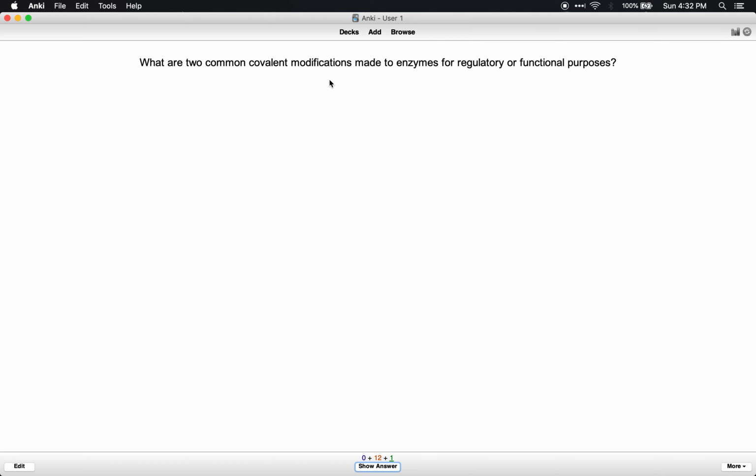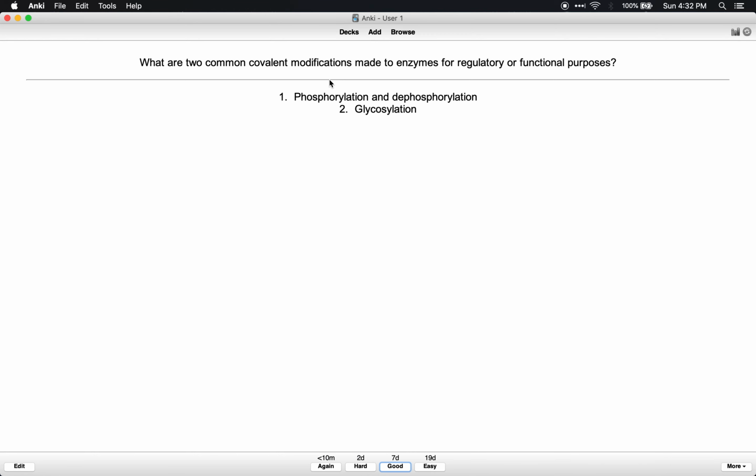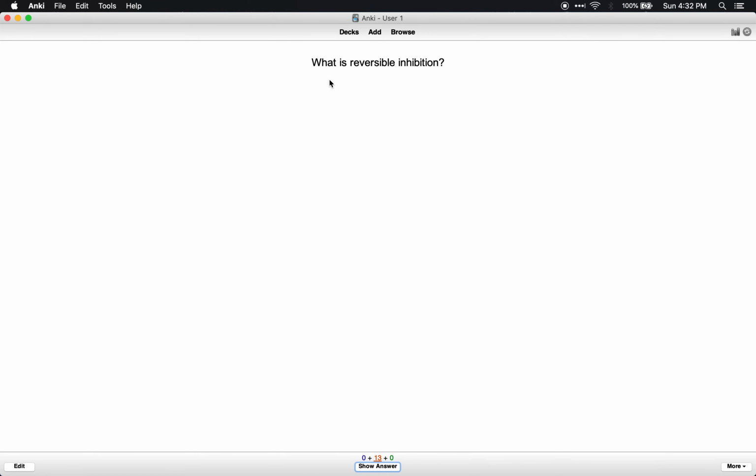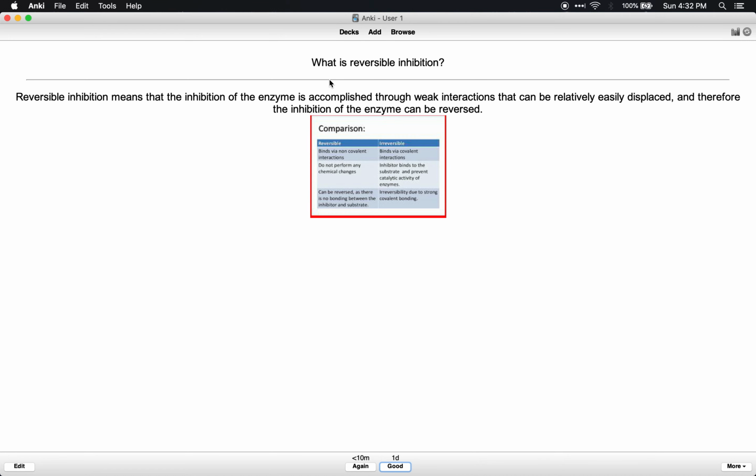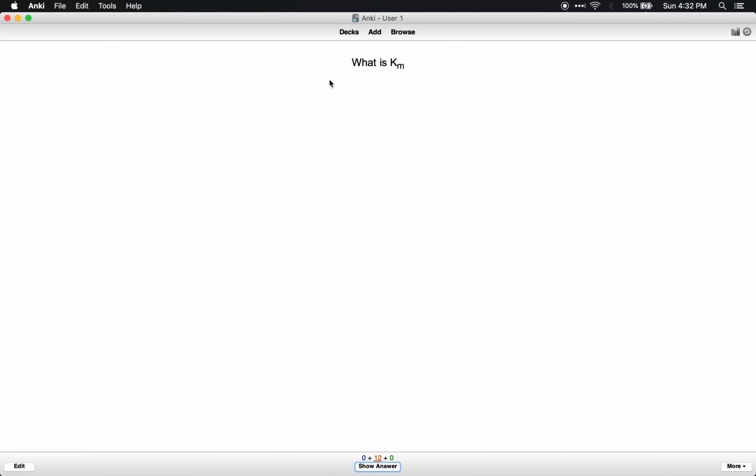Two covalent modifications made to enzymes for regulatory function are phosphorylation and glycosylation. Reversible inhibition is the binding of an inhibitor to an enzyme using weak interactions, so it can be displaced in reverse. Km is the Michaelis constant, the concentration of substrate when the enzyme active site is half full and the velocity of the enzyme is at half Vmax.